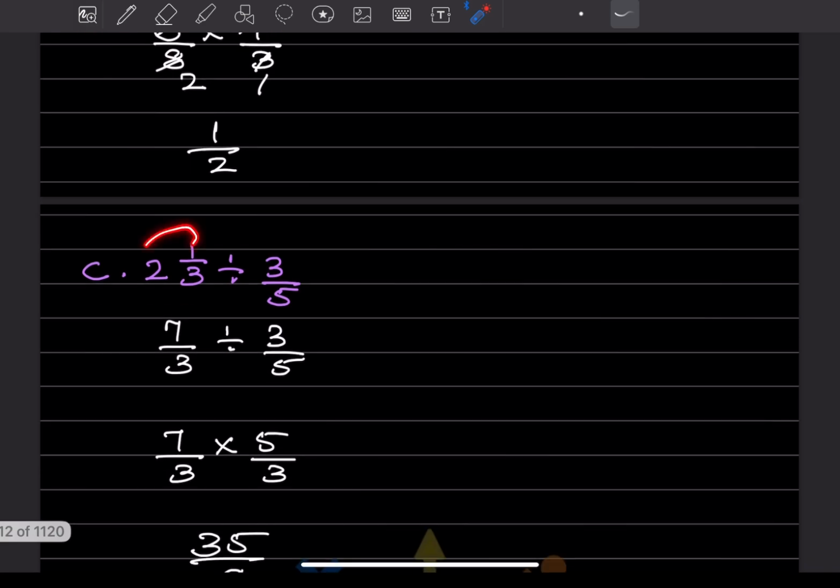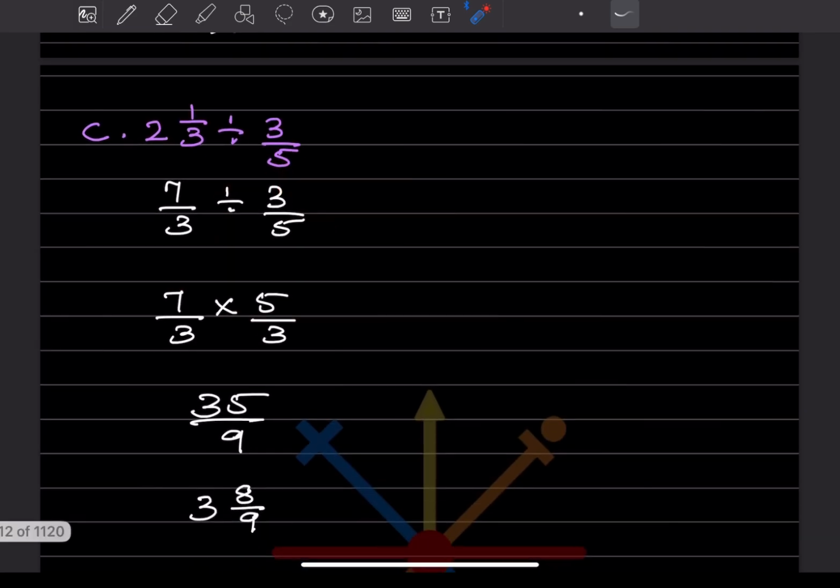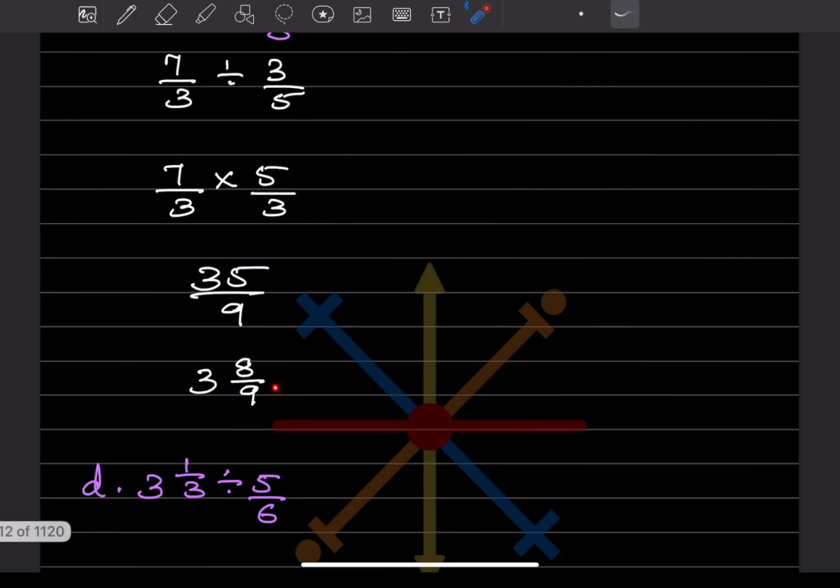Here is a mixed fraction. Make it to improper. So that will be 6 plus 1, 7 by 3. Same. Here we'll change the sign. So this gets flip over. So that will be 5 by 3. So this is going to be 35 by 9. Now this is improper because the numerator is bigger. So when you divide it, you get 3 integers 8 by 9.